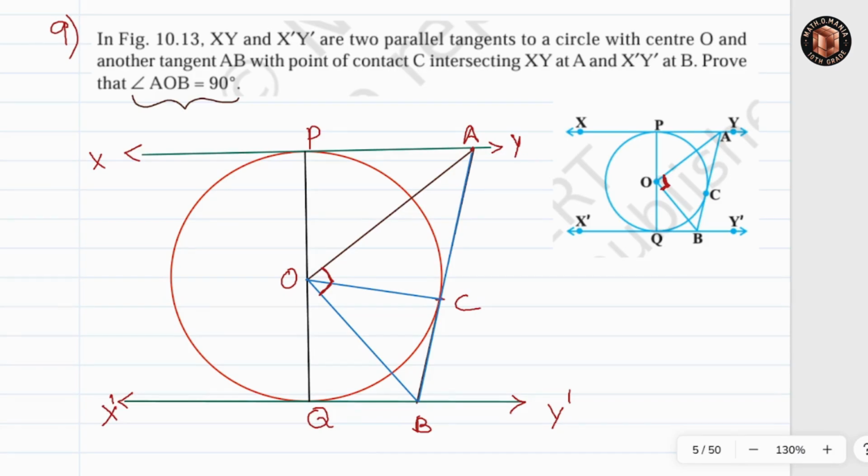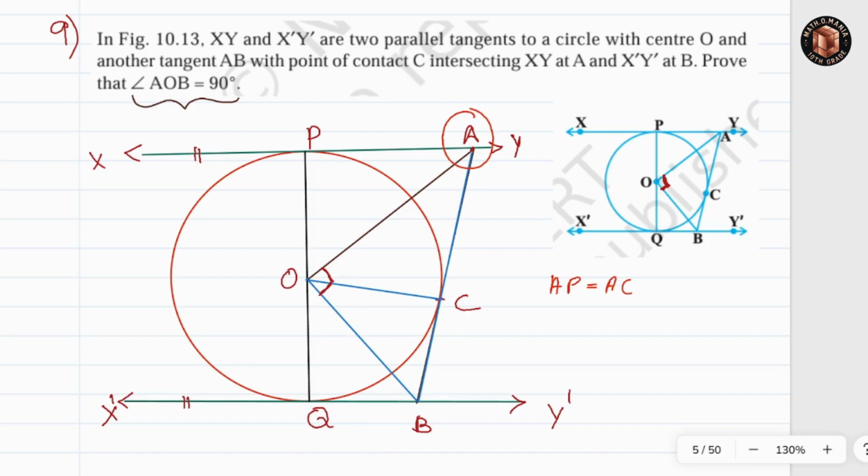Then what all things are given? They have given that this line XY is parallel to what? The line X dash Y dash. Okay, so what all things I can get from this figure? Here we can consider this A as an external point and AP and AC are the two tangents here. So we can tell AP equal to AC by using the theorem: if A is an external point and tangents are drawn from the same external point to the same circle, the length of those tangents will be equal.